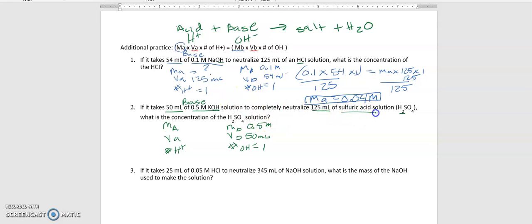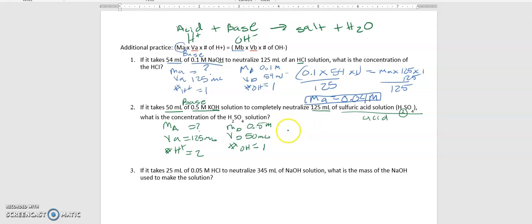125 milliliters of sulfuric acid, H2SO4. It even says acid here, so this is my acid. Notice that we have this 2. That means instead of like up here with HCl, where we were able to put one hydrogen ion, here we have 2 hydrogen ions. So whatever this is, it's going to be 2. So here, it's a 2 to 1. I'm going to write 125 milliliters here, and this is my unknown.